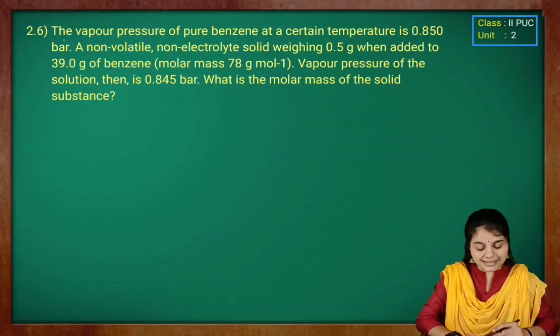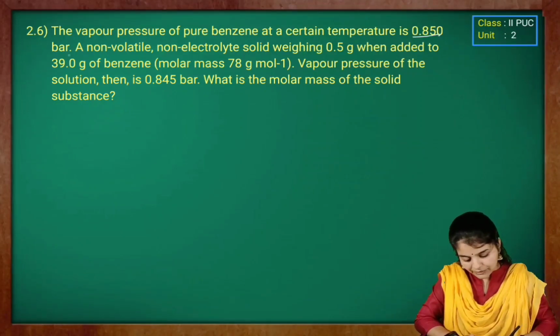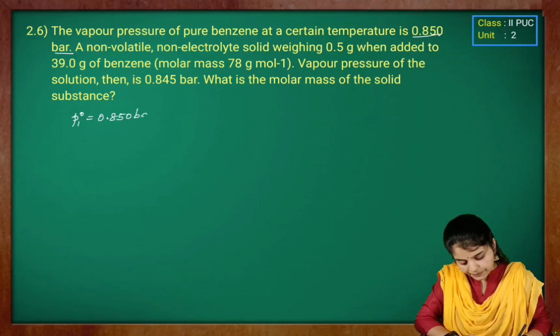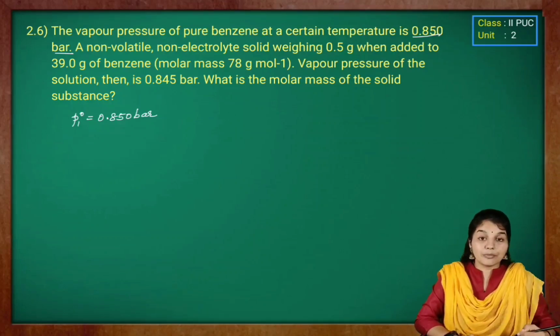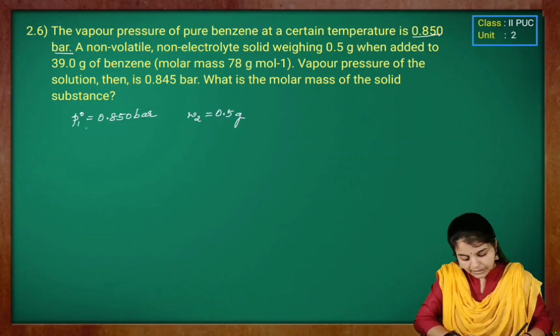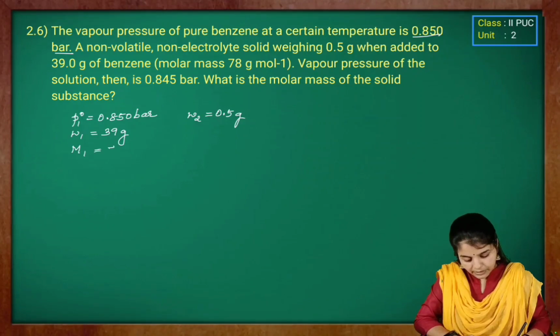So let us list what is given in the question. They told us the vapor pressure of pure benzene is 0.850 bar. So for pure solvent, I can write it as P1 naught, that is 0.850 bar. A non-volatile, non-electrolyte solid weighing 0.5 gram is added, which is the mass of solute, written as W2, 0.5 gram. It is added to 39 gram of benzene, so the weight of benzene is W1, that is 39 gram. The molar mass of benzene is given, capital M1, 78 grams per mole.